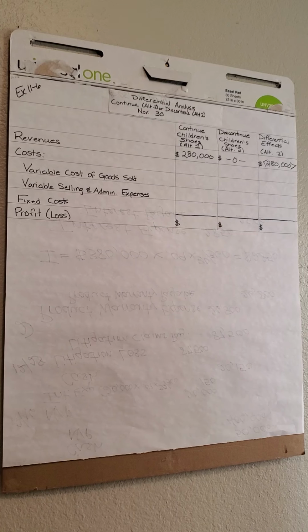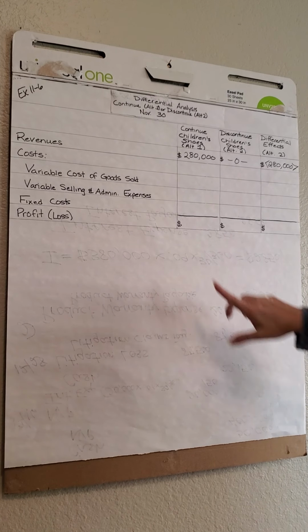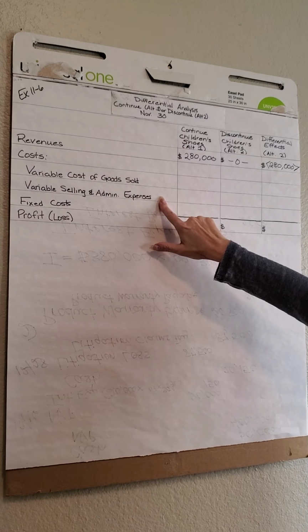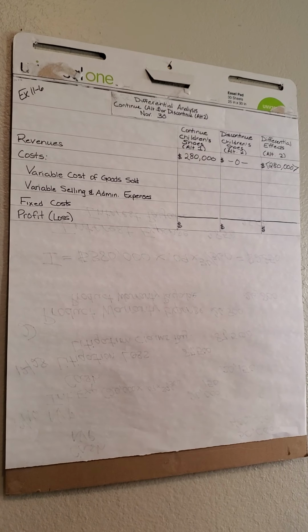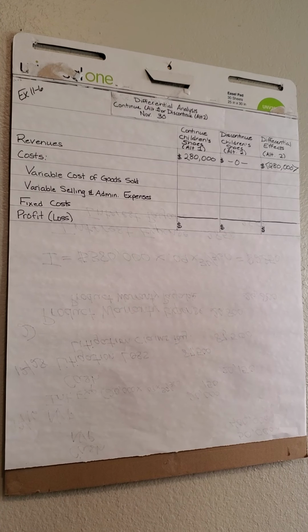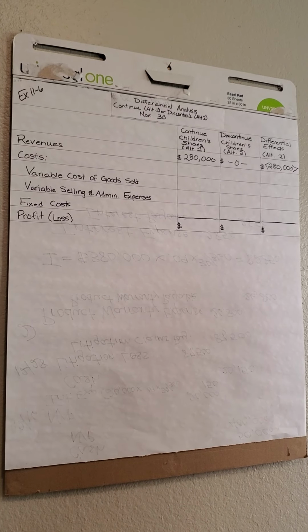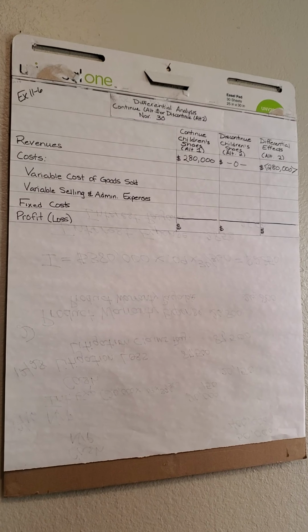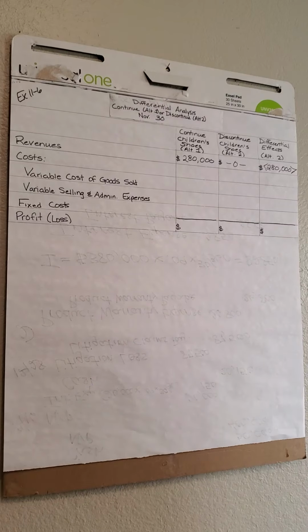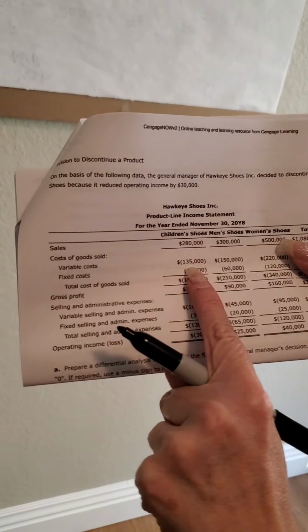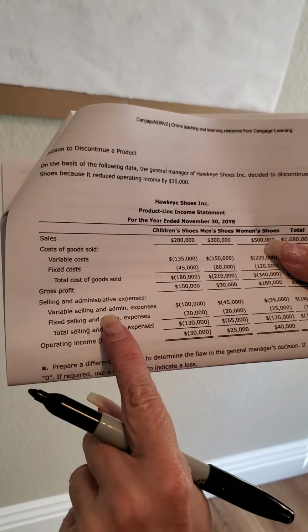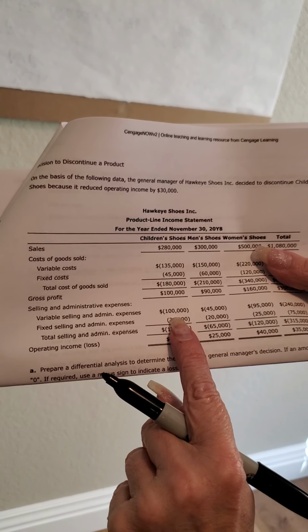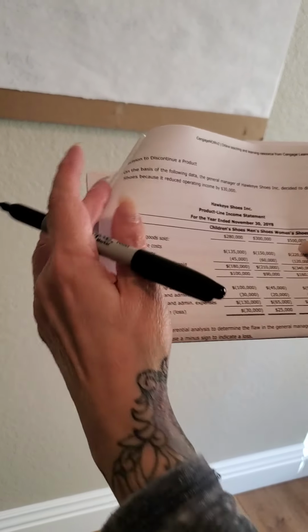All right, because if we don't have the children's shoes, we're not going to be able to bring in that revenue. Then the next thing they have us look at is variable cost of goods sold and variable selling and administrative expenses. So if you're looking at the shoes, you see that variable cost of goods sold is $135,000. I'm just going to pop this over here. Variable cost of goods sold right here is $135,000, and variable selling and administrative is $100,000. So we're going to enter these into the table.